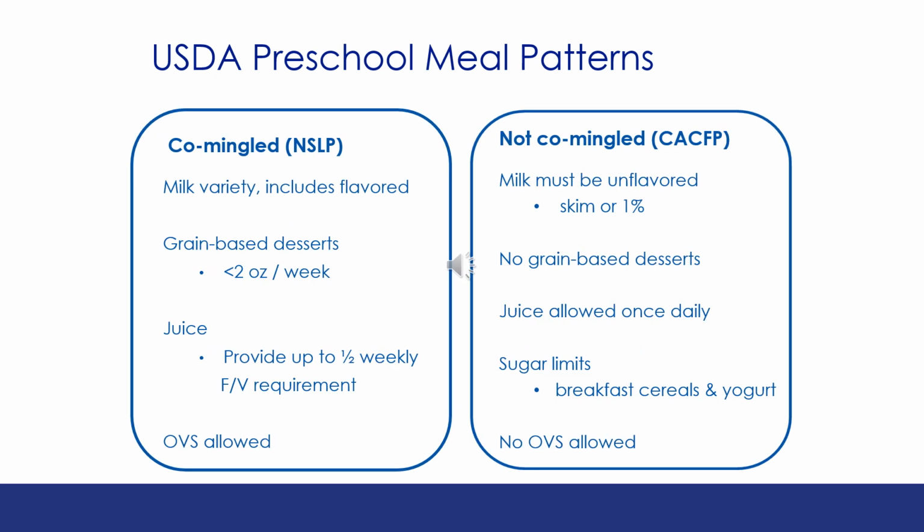This chart shows a side-by-side comparison of the key differences between the NSLP meal pattern used when preschoolers are commingled and the CACFP meal pattern, which is required when preschoolers are not commingled. Let's break it down by component. Milk: under NSLP, a variety of milk types must be offered, skim or 1%, and flavored milk is allowed. In CACFP, milk must be unflavored only and must either be skim or 1% for children ages 2 through 5.